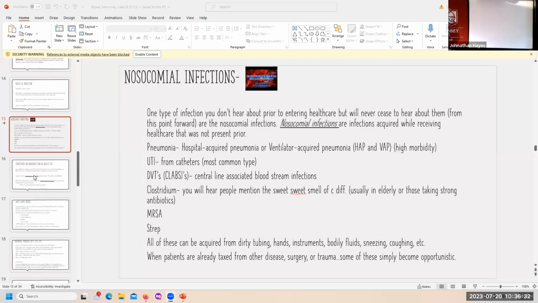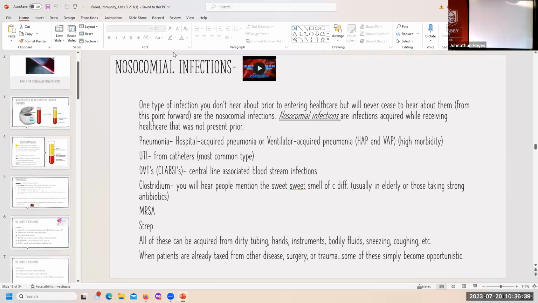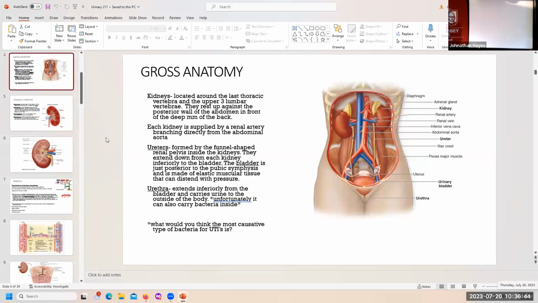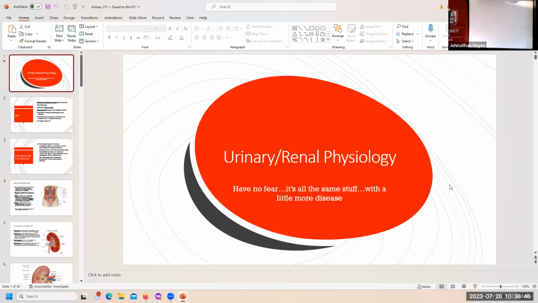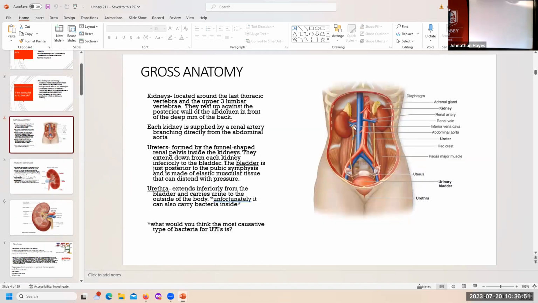Fun stuff. In the PowerPoint, if you want to see better pictures than what I drew, we have those too. So this, oops, I didn't mean to jump on that slide. Let me get rid of that. So here we go. If you get into the urinary renal PowerPoint, third, fourth slide down. Okay. So here we can see the kidneys. Here's the renal artery. Here's the renal vein. Here's the ureter. Here is the bladder. Here's the urethra.